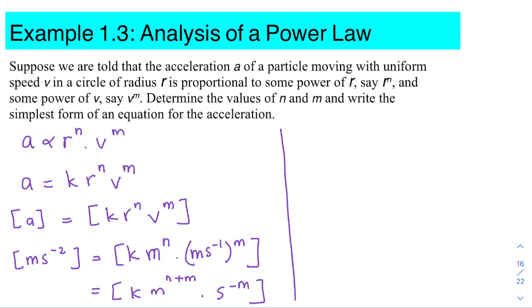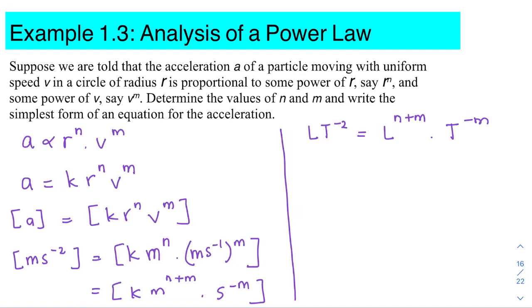For the acceleration, L t negative 2 equivalent to, when you open up the bracket, the k must be dropped because it's a constant and a numerical value has no dimension, therefore it has no dimensional symbol. So the meter is length, power of n plus m, dot t negative m.